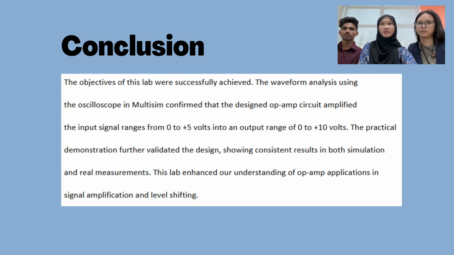The waveform analysis using the oscilloscope in Multisim confirmed that the design of the op-amp circuit amplified the input signal range from 0 to 5 volt into an output range of 0 to 10 volt. The practical demonstration further validated the design, showing consistent results in both simulation and real measurements. This lab enhanced our understanding of op-amp application in signal amplification and level shifting.